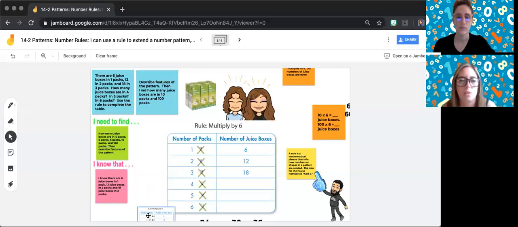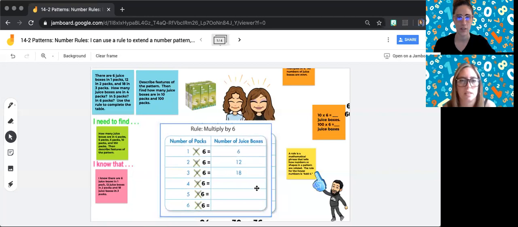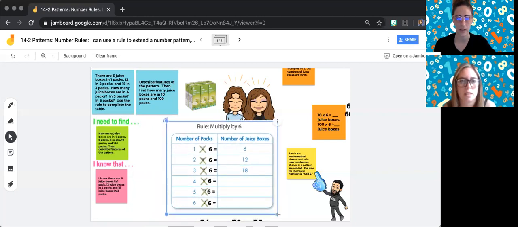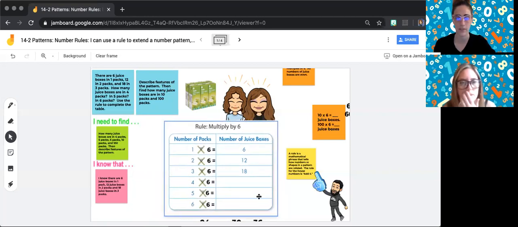And Mr. Rivera is reminding us that a rule is a mathematical phrase that tells how numbers or shapes in a pattern are related. The rule for the numbers is multiplied by 6. Perfect. So why don't we add that into our chart? Like we could add times 6, times 6, times 6, and that could help us solve. Perfect. So if we replace it with this table, we can just fit the numbers in.